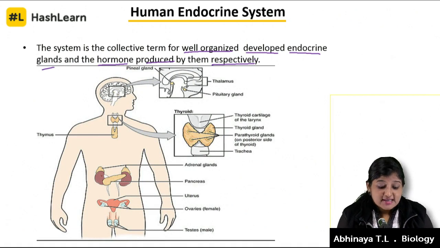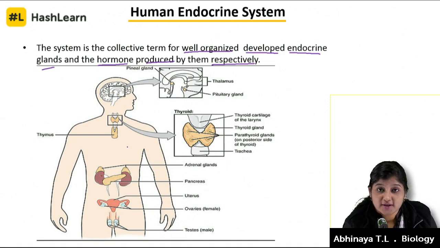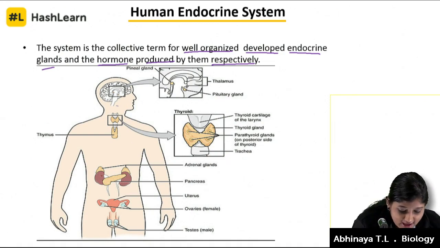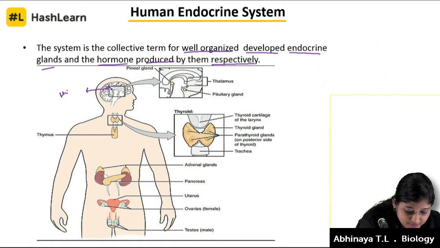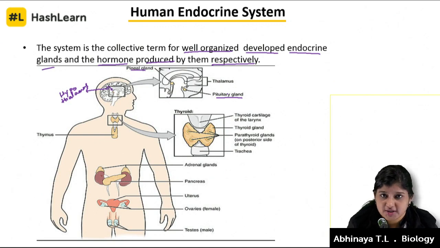Now these are the endocrine glands which have been shown in this picture. As I told, we have the hypothalamus. This is the hypothalamus. I'll just write it in short form. Then we have the pineal gland. We have the pituitary gland. So these two glands are present just below the hypothalamus, and they are part of the brain.